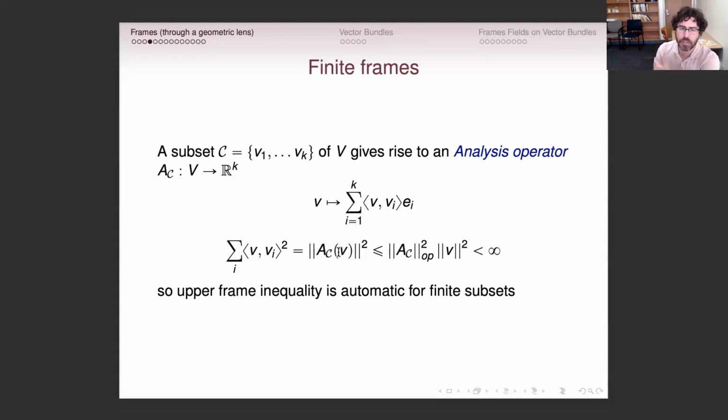And so what this is telling me is that the upper frame inequality is sort of gratuitous when I'm working with finite frames. It's sort of free, so I don't need to worry about it.